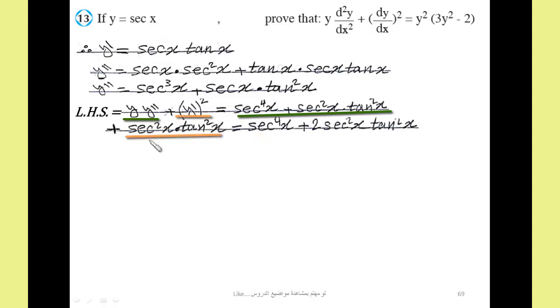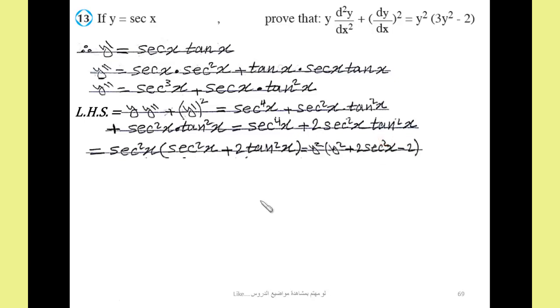Y multiply y double dash as y equals sec x, plus y dash squared. Y dash is sec x tan x, so y dash squared equals sec squared tan squared, as follows. So it's plus sec squared tan squared. And we'll simplify this. Sec power 4 is sec power 4. Sec squared tan squared plus sec squared tan squared equals 2 sec squared tan squared.